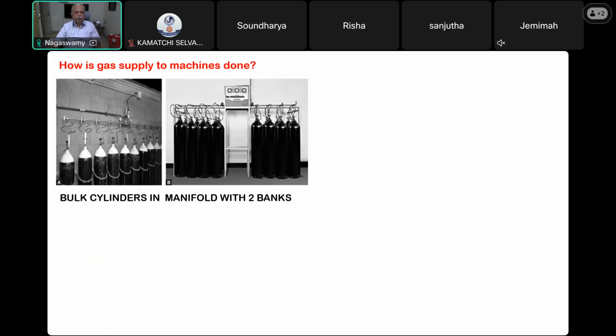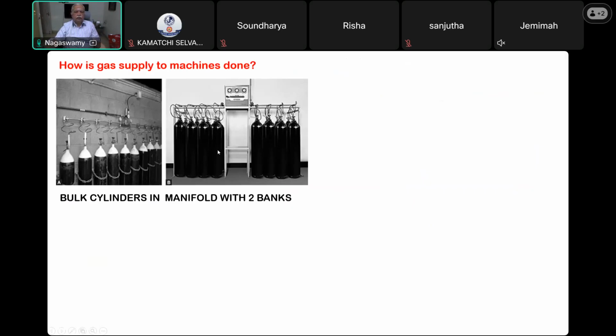Bulk cylinders in a manifold with 2 banks. So supposing they show the pictures like this, you have to identify that there are 2 banks, one reserve bank and one in use. When all the cylinders here get exhausted, automatically these cylinders will start supplying. There is a provision to identify when the pressure in the running cylinders is decreasing, and automatically the reserve bank cylinders will open and start supplying. Okay. And you have all safety features for the pressure and the lower limit, alarms, everything.